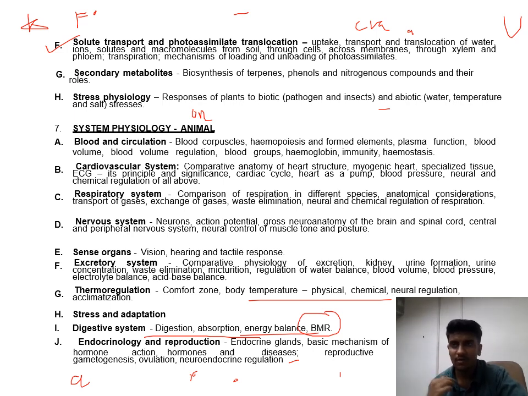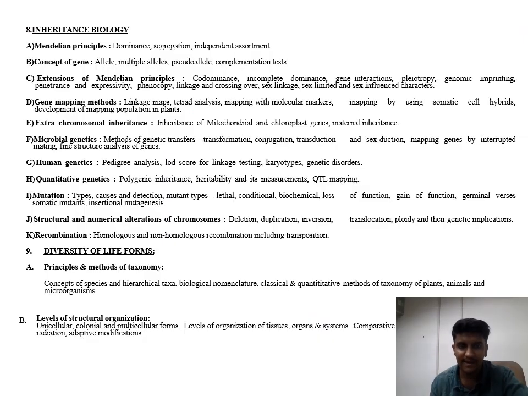Like all the cells involved, all the glands, and all those things, the functions. Next, in endocrine, we have neuroendocrine hormones, gametogenesis, spermatogenesis and all. Moving ahead, we have inheritance biology.